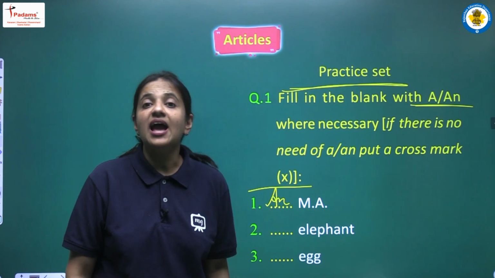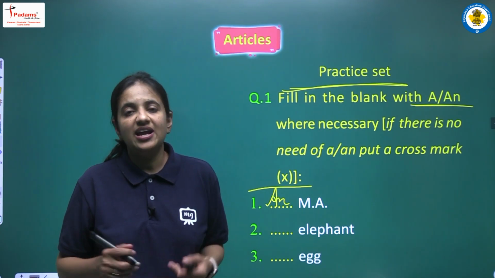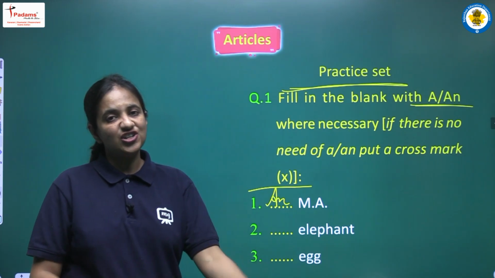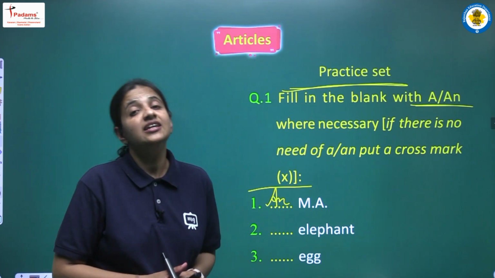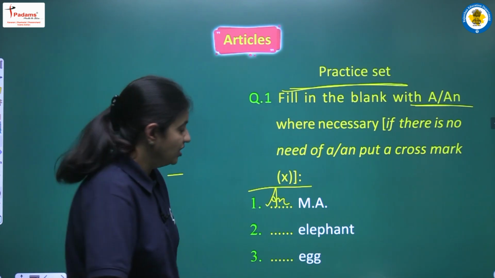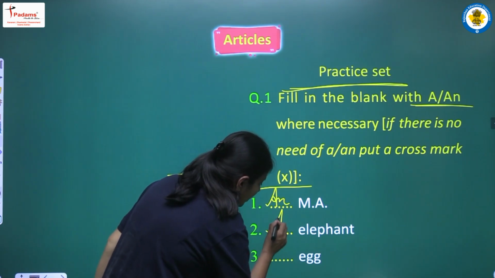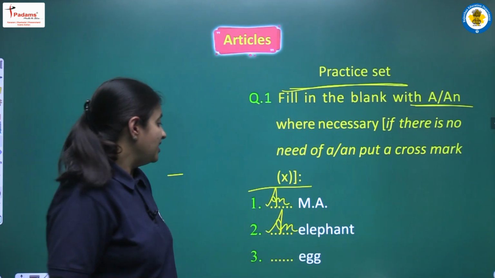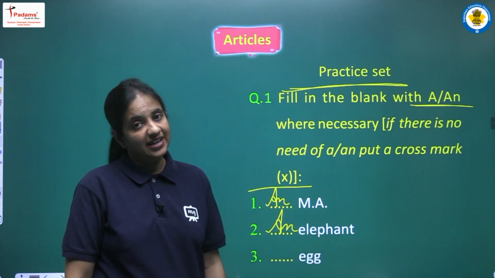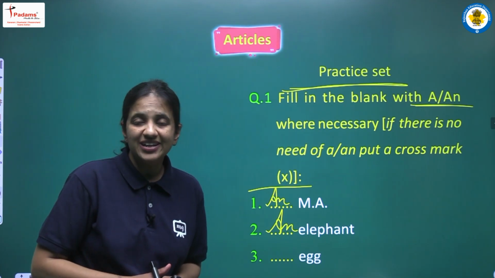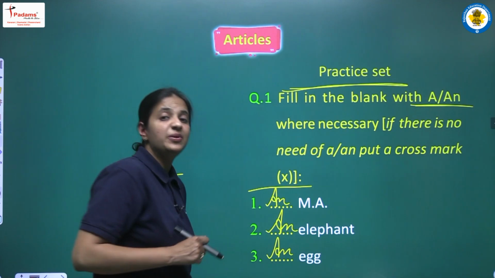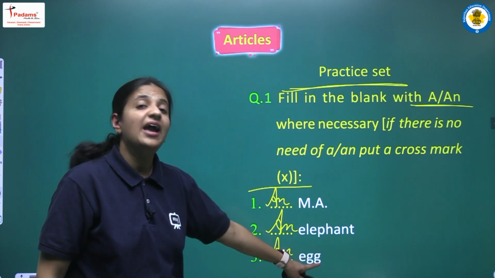Next we have elephant. Again, we are careful regarding the sound, the pronunciation. We have a vowel sound, so for that we will write AN, and it will be an elephant, right? Next we have egg. Again we have a vowel sound in the beginning, and for that we have to use AN. So here also our answer will be AN, and it will be an egg.